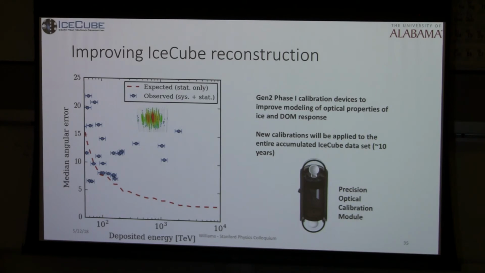There's a lot of aspects to that: understanding the ice, understanding the cable shadow, understanding how to handle bright DOMs in the center of the events. That's still something that's a work in progress. And so we're looking at putting new calibration devices in the upgrade in order to improve our modeling of the ice and of the DOMs. This is one of the new devices under study, the Precision Optical Calibration Module, which has already been tested in water in Lake Baikal, as well as updated LED flashers and other devices.